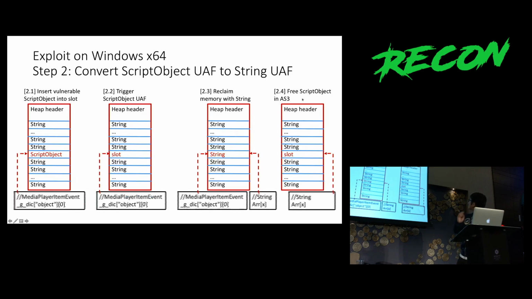We freed the script object in AS3, and now in the AS3 layer, the string object references this memory, but the memory here is freed. So you have a string use-after-free vulnerability.